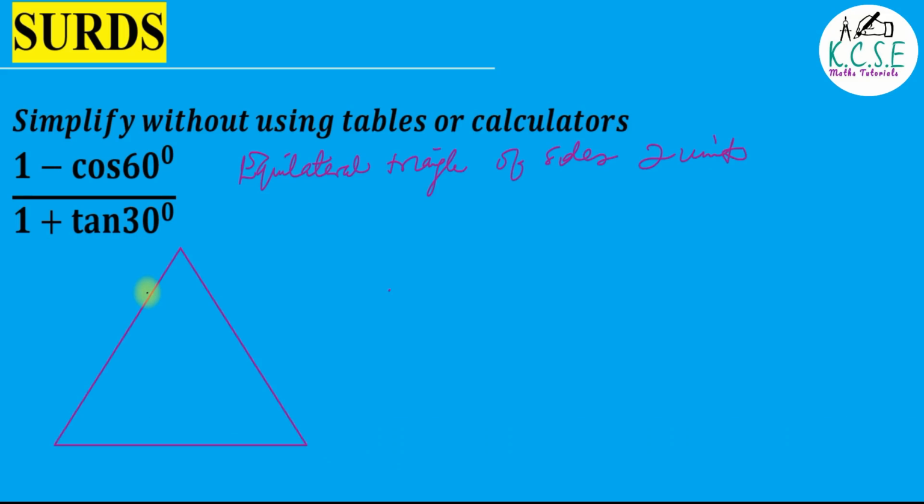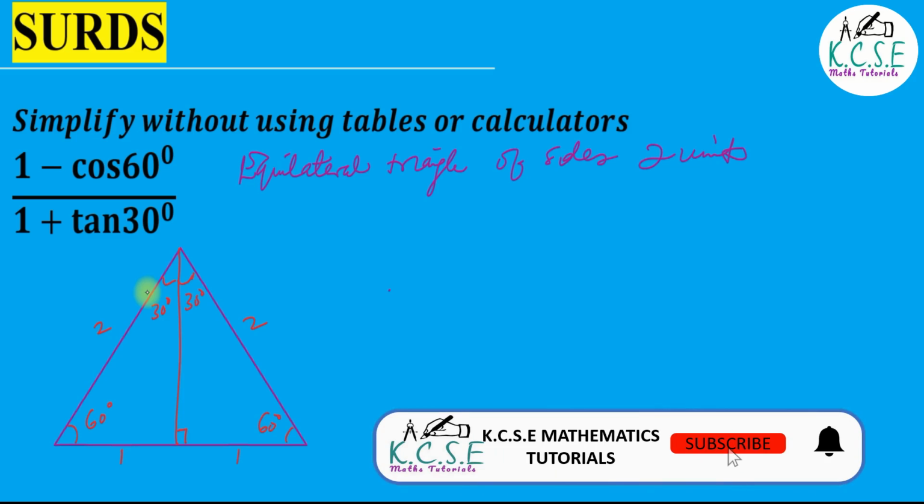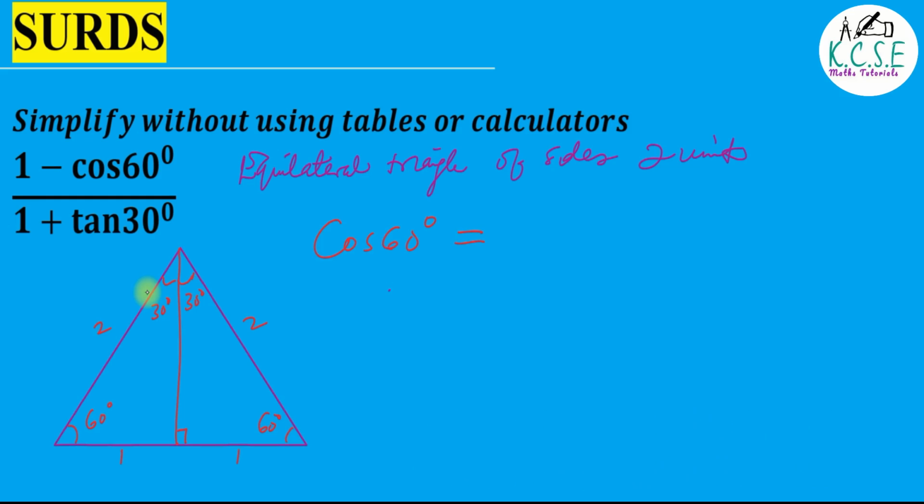So we can subdivide it into 2, such that this side is 2 units, this will be 1, this will be 1, this angle is 60, this one will be 30 degrees, and this other will be 30 degrees, this is 60 degrees. Now from this we shall be able to obtain cosine of 60 degrees. Cosine is given by adjacent over hypotenuse, adjacent which is 1, hypotenuse is 2.